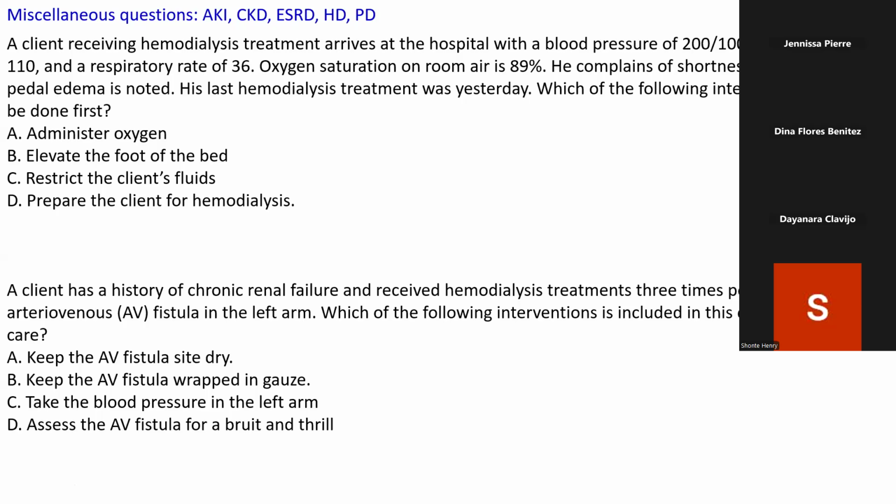A client has a history of chronic renal failure and received hemodialysis treatments 3 times per week through an artificial fistula in the left arm. Which of the following interventions is included in this client's plan of care?